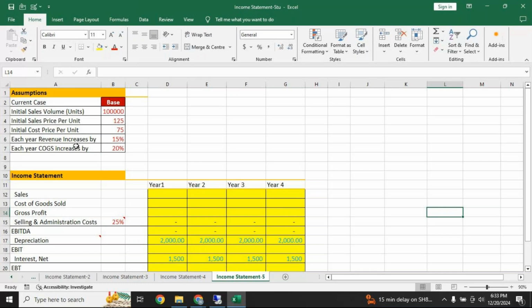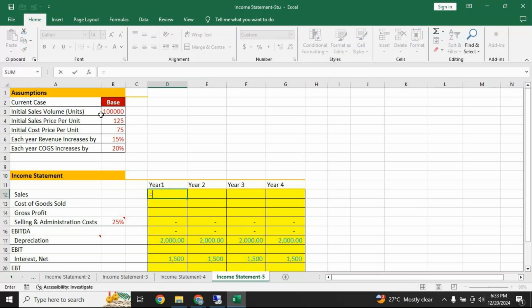With this much information, how am I going to calculate the income statement for the 4 years? First I have to find the sales. Step by step I will tell you, so you can try it out. First you listen and understand how it is worked out. So what is the sales? Units, 1 lakh, into the initial sales price per unit.